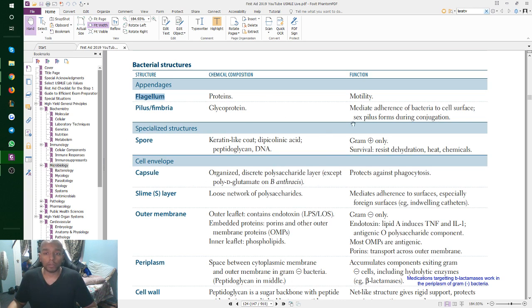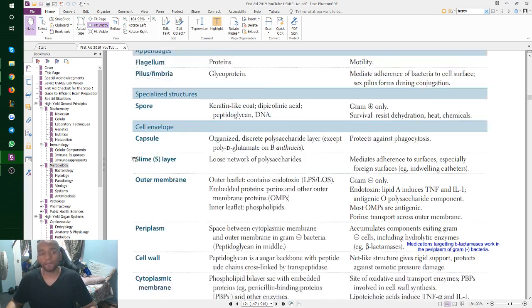A spore is only found in the gram-positive bacteria. So if you ever see a bacteria that has a spore to it, you know that it's gram-positive, right? So that's what I mean by taking information and being able to infer other information from it. And a spore is always keratin-like, right? It's going to have this dipicolinic acid in it. And of course, this is another thing that if it's given in a question, you can infer that it's about spores. Spores allow survival. They're there for resisting dehydration, extreme heat, and even chemicals. They can actually get through your digestive tract and come out just fine.